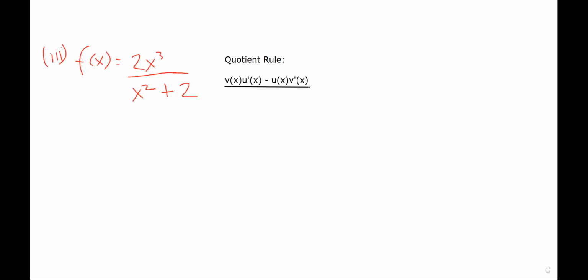All of that is going to be divided by the square of our second function. Our second function is v of x, brackets. Carry this over.